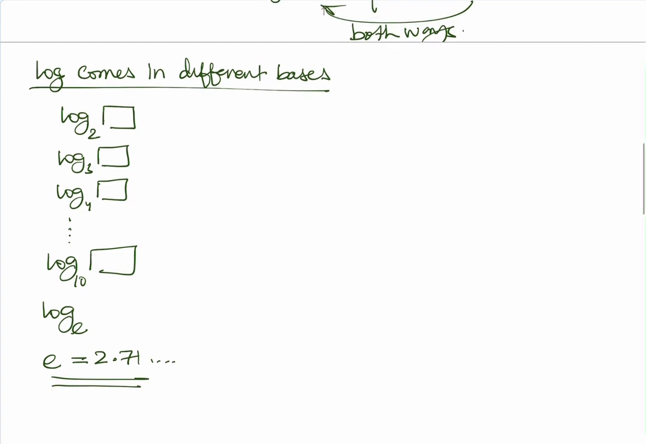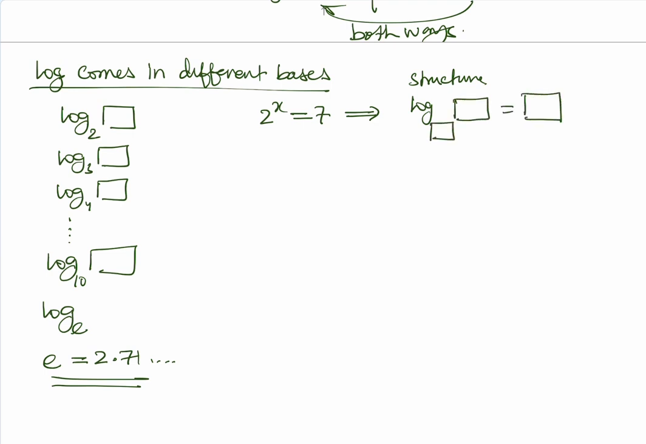You should know that in a given question, you might be given any particular base. So it depends if you are converting a particular equation into log form. Remember the structure in your brain: log takes a base here, a function here, and the variable here. So in this particular context, I'm going to write 2 here, 7 here, x here. So this is log base 2 of 7 equals x.